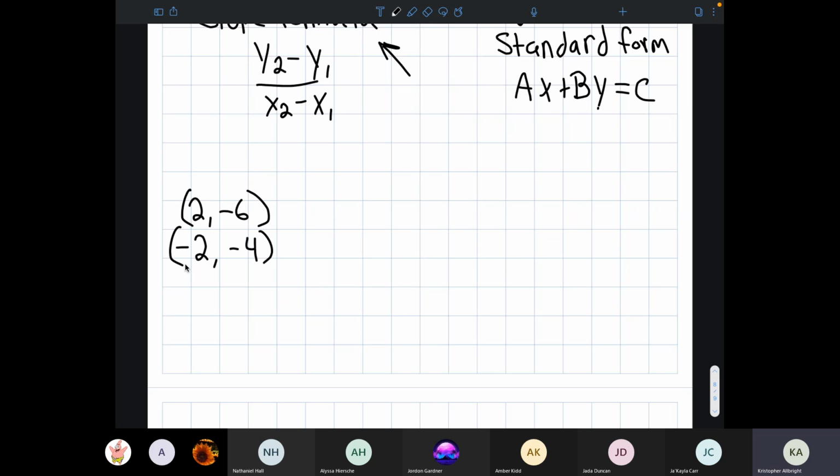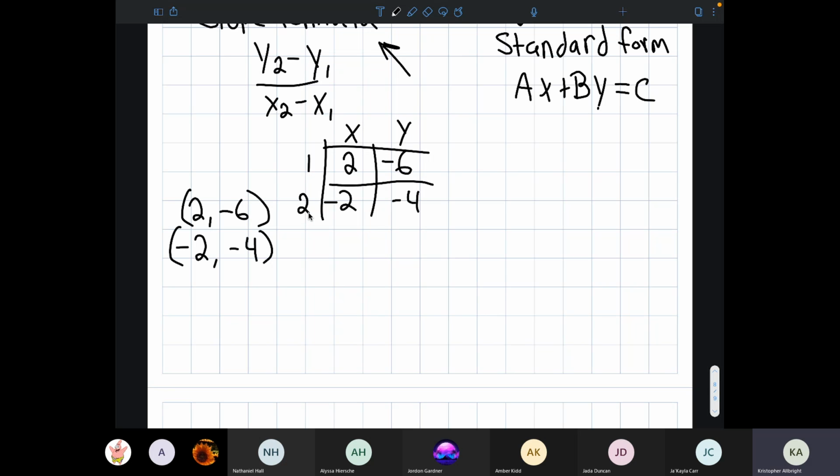So with the slope formula, we have y2 minus y1 over x2 minus x1. And the way that I like to do this is -2, -4. I like to make a little chart like this, x, y, 1, 2. So that way I don't get confused as to where my x1 is and where my y2 is or whatever. I can just follow the chart.